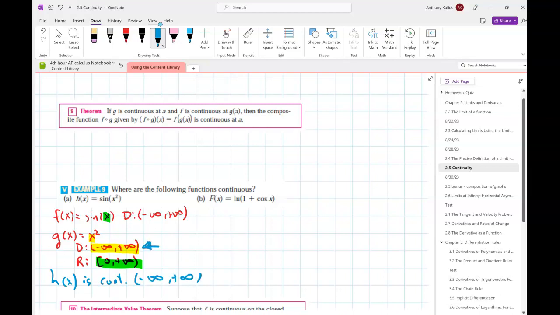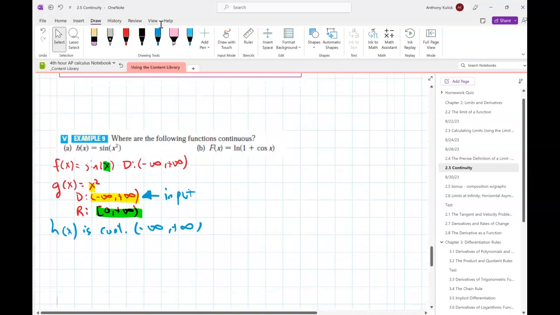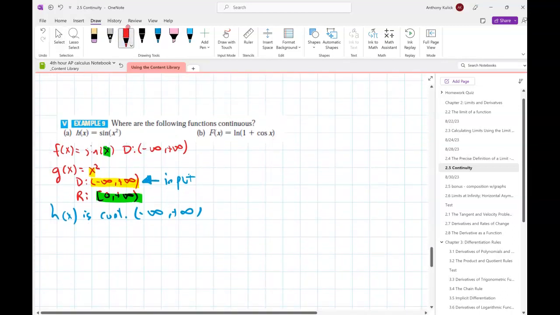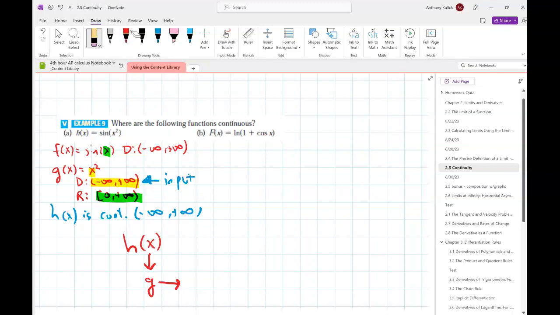Because these are our inputs, right? That's what's going into h of x, is all real numbers. What comes out of g, here, let's draw a picture, right? So h of x, right? That x goes into g. Out of g comes g of x. And then g of x goes into f. And out of that comes f of g of x, right? That's kind of what's happening here.